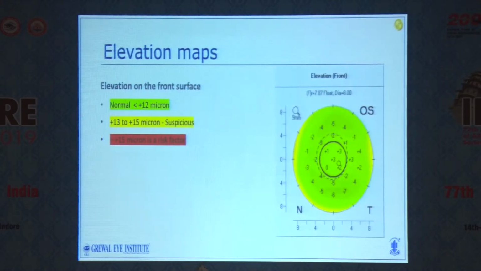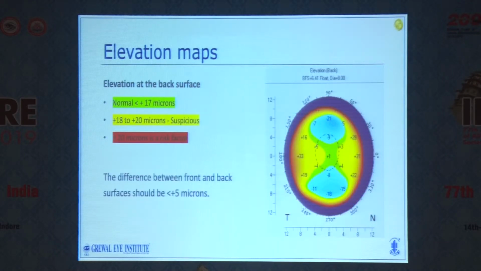Normal values less than plus 12 microns will display as green. Suspicious areas between plus 13 to 15 microns will be yellow, and areas that are more elevated than 15 microns will appear in red. In the posterior surface, again, anything up to 17 microns is displayed in green, anything between 18 to 20 microns is displayed as suspicious, and more than 20 microns is red.